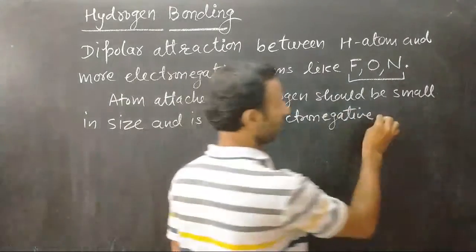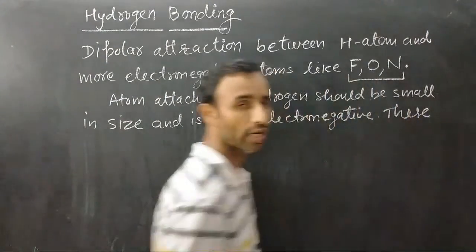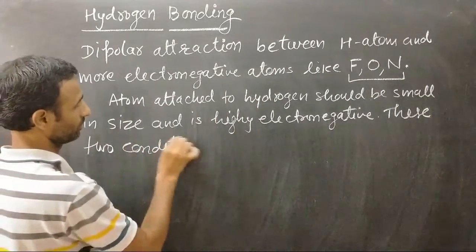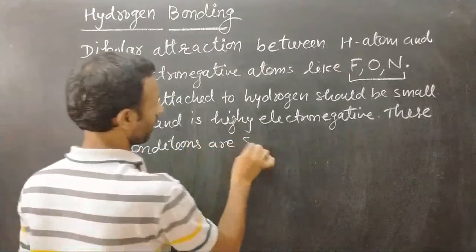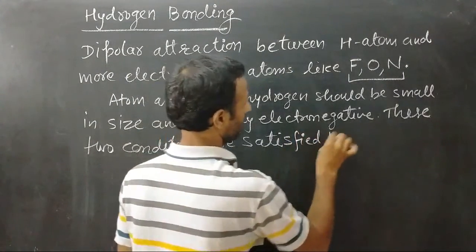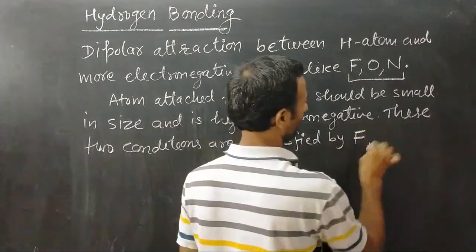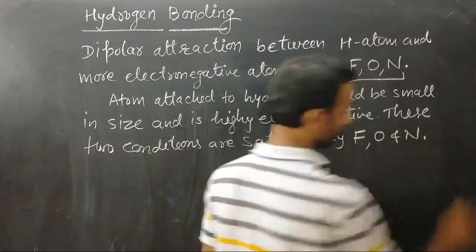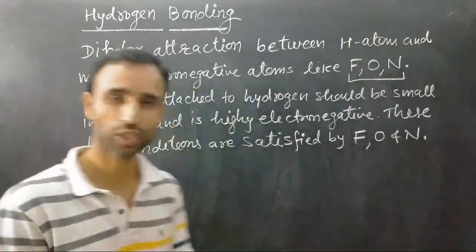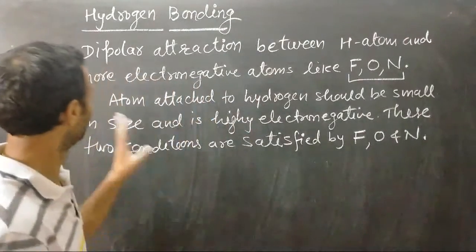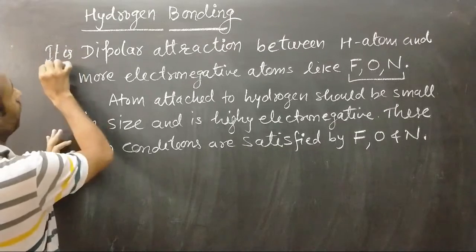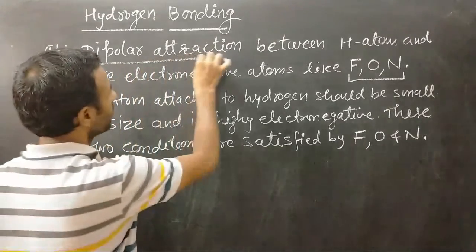Okay, and these two conditions are satisfied by fluorine, oxygen and nitrogen. I call it phone, F-O-N, P-H-O-N-E. Okay. So the actual definition of hydrogen bonding is, it is dipolar attraction.